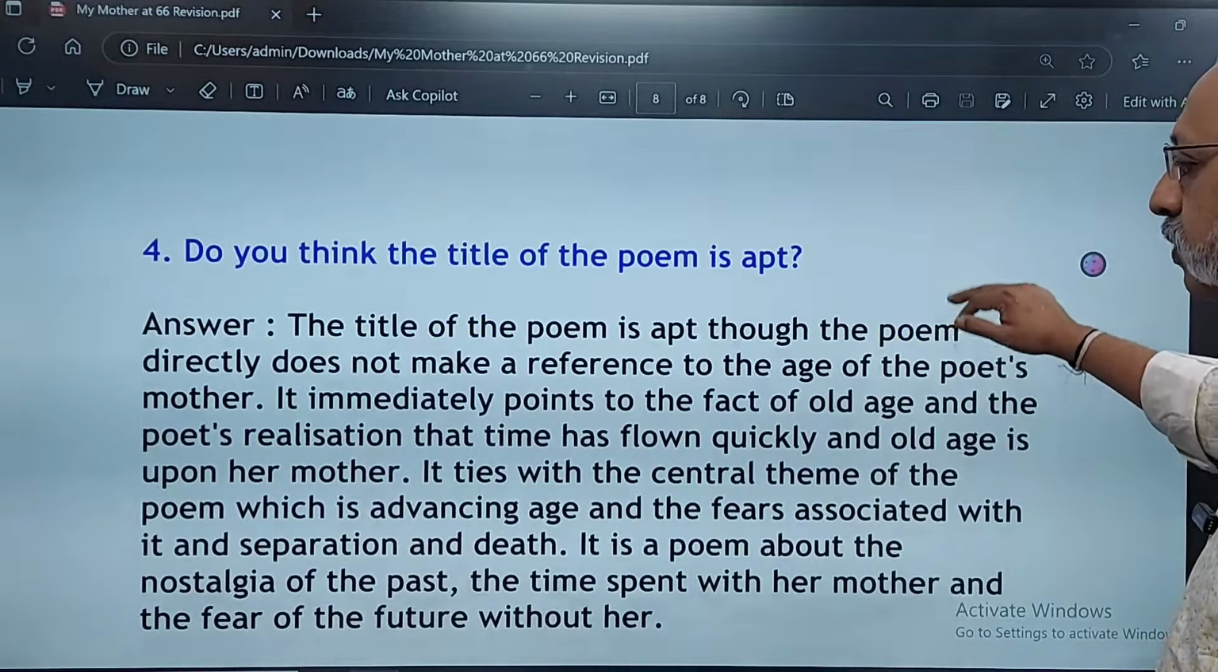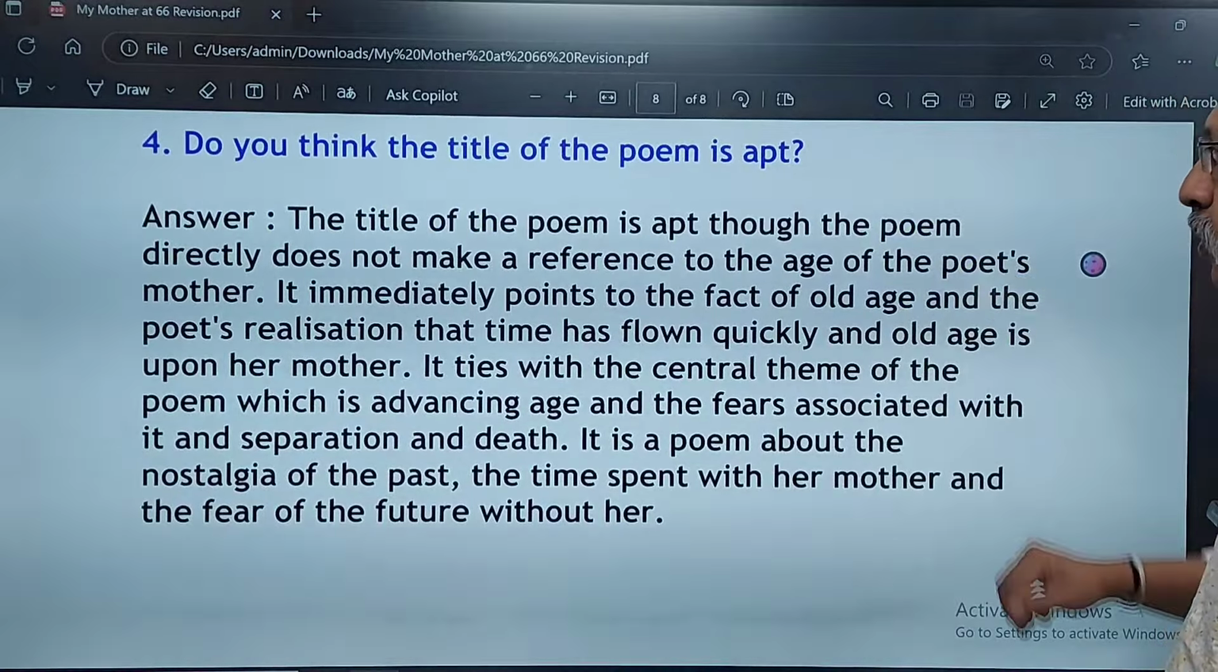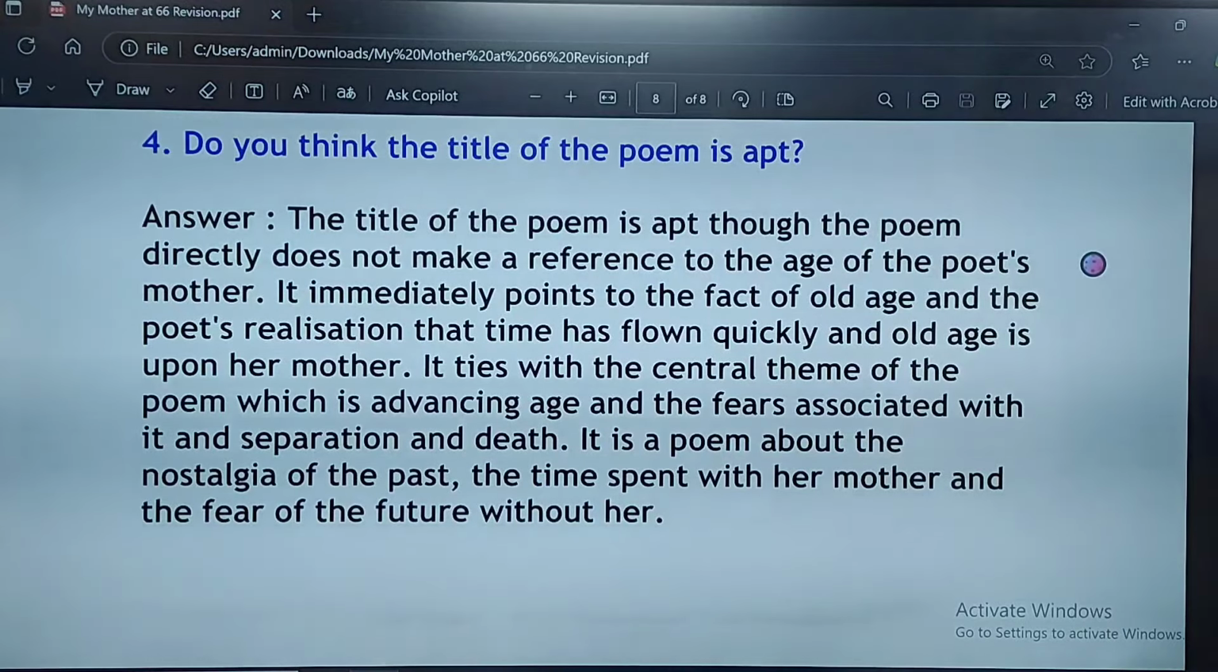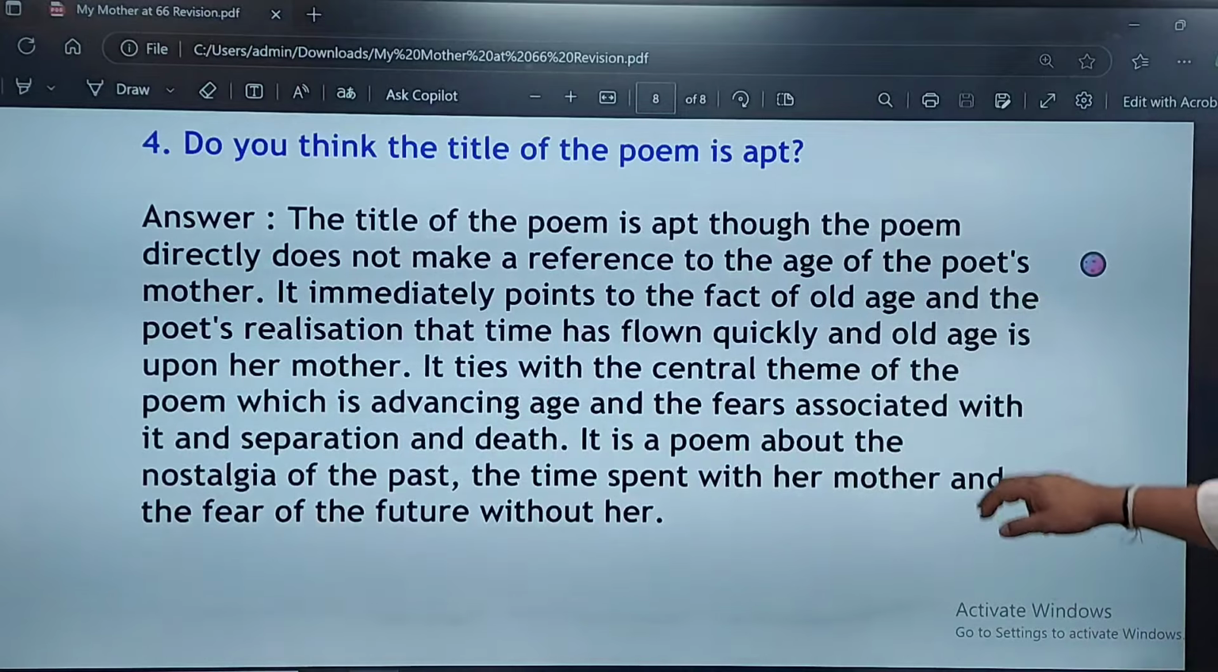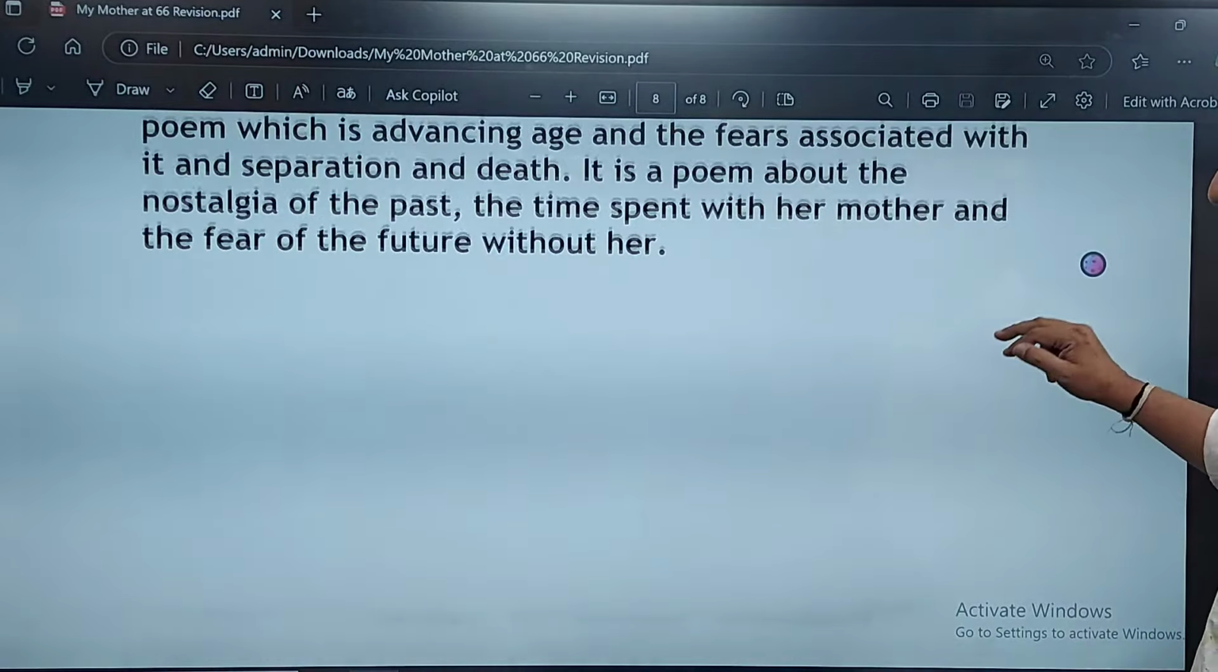Do you think the title of the poem is apt? Now, this is an important question. The title of the poem is apt, though the poem does not directly make a reference to the age of the poet's mother. It immediately points to the fact of old age and the poet's realization that time has flown quickly and old age is upon her mother. It ties with the central theme of the poem, which is advancing age and the fears associated with it, and separation and death. It's a poem about the nostalgia of the past, the time spent with her mother, and the fear of the future without her.